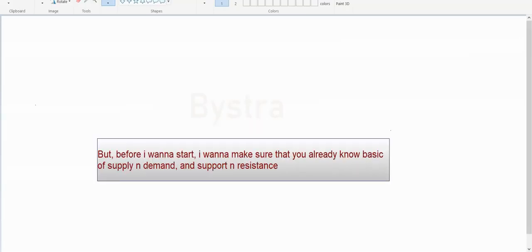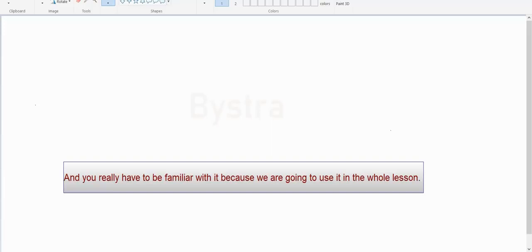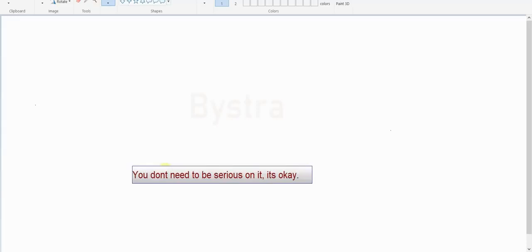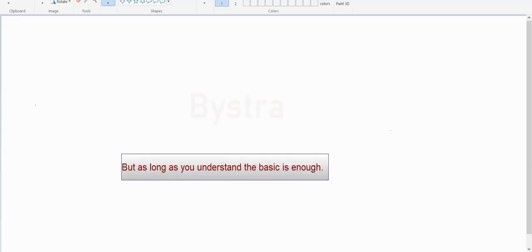But before I start, I want to make sure that you already know the basics of supply and demand, support and resistance. You really have to be familiar with it because we are going to use it in the whole lessons, okay? You don't need to be serious on it, as long as you understand the basics, it is enough.